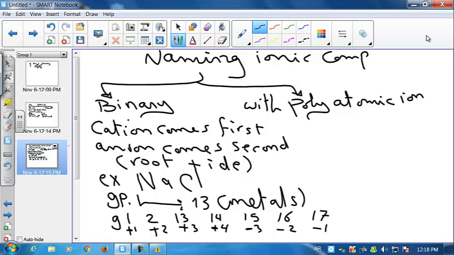So sodium is group 1. So this is a metal. The teacher said from 1 to 13 they are metals, and chlorine from group 17, you will see in the periodic table, is a non-metal. So this is an ionic compound. Sodium ion is a monoatomic ion. Chloride is a monoatomic ion. So sodium comes first, and we call it as it is, sodium. Chlorine comes second, and we say the root chlor, and then we add ide. Okay? More examples.